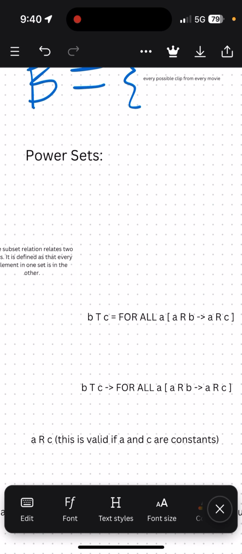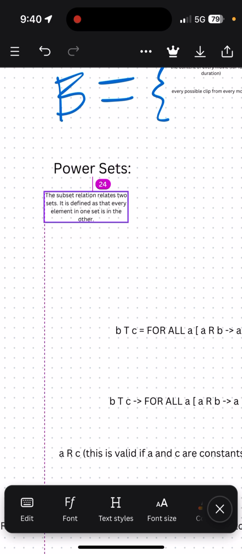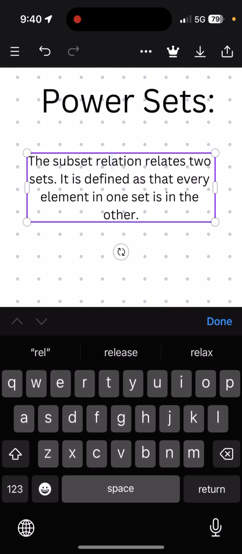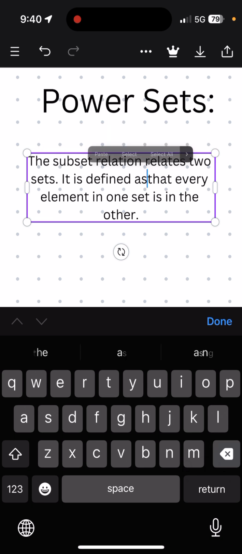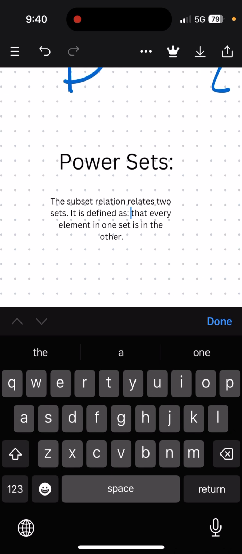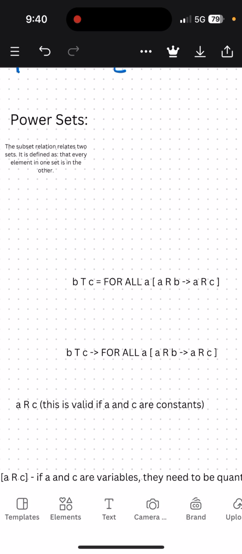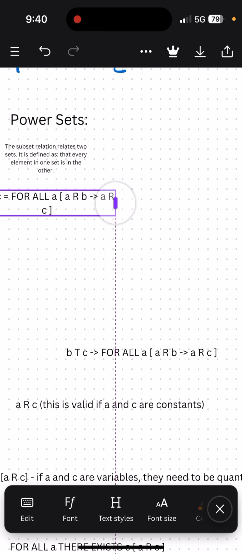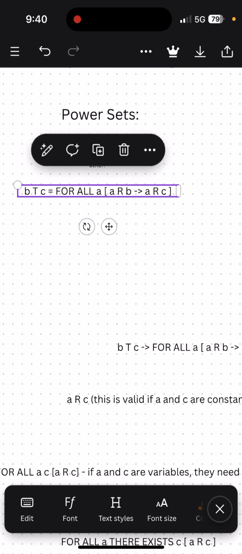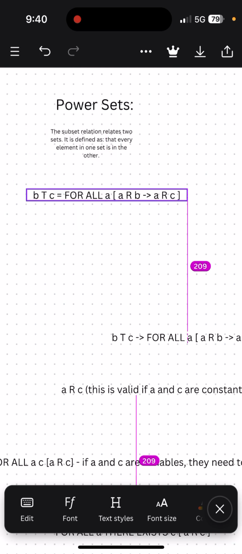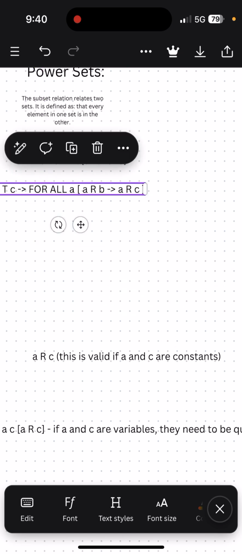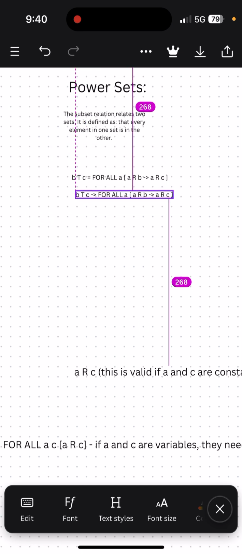Okay. The subset relation on sets is defined as: every element in one set is in the other. And then here we start to explore some relations. Oh yeah, and I was wrong about writing that with equality. Then we have a better version with implication.